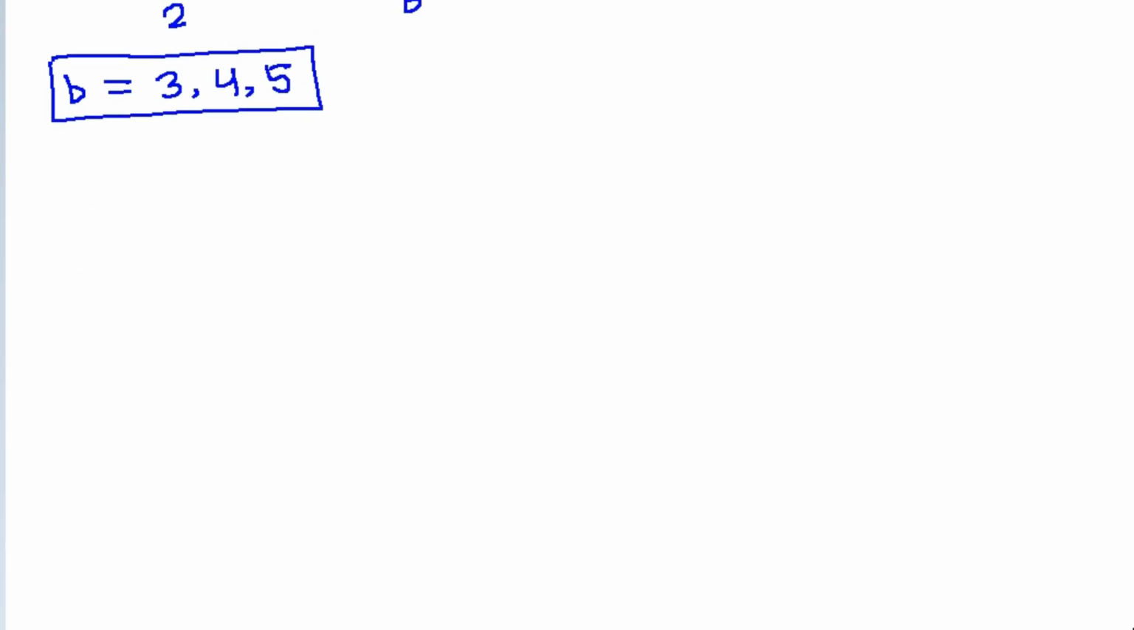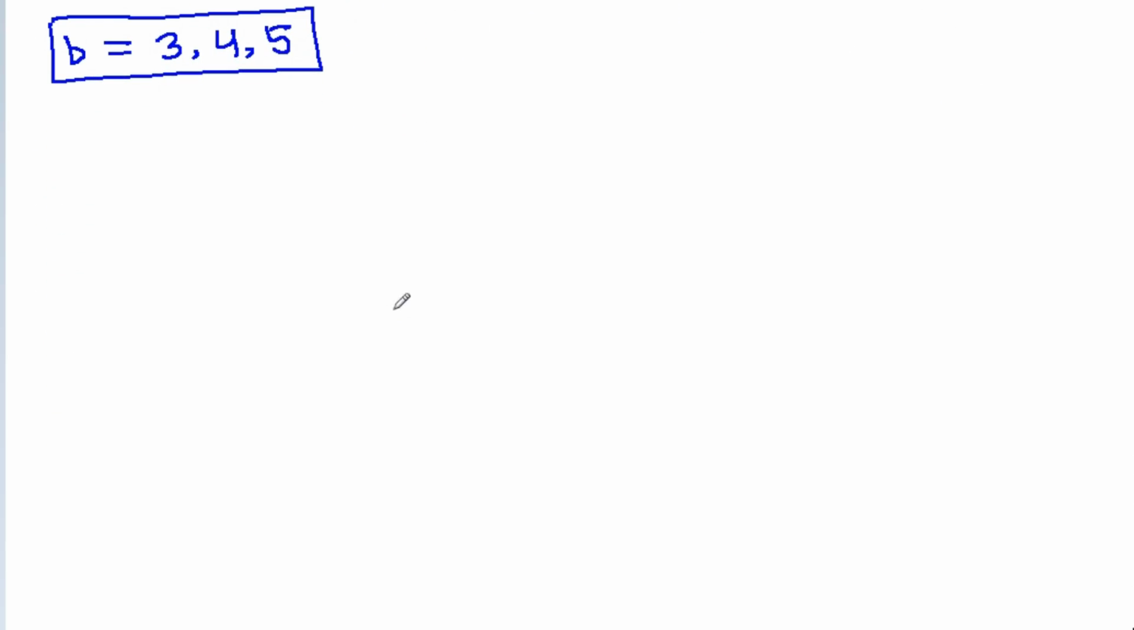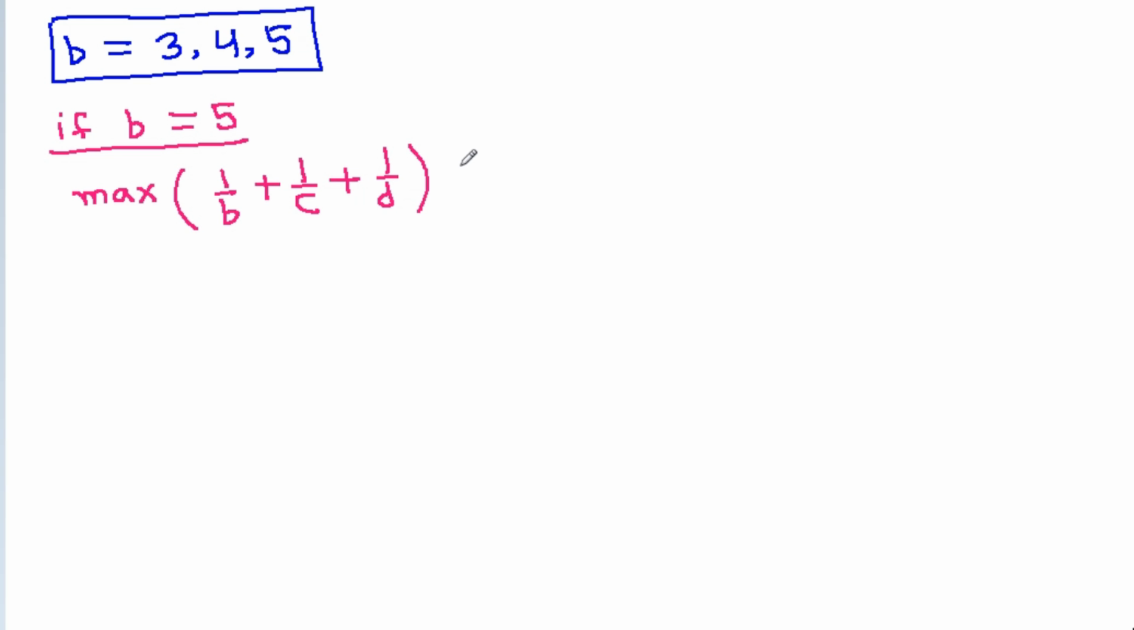And if b is equal to 5, then the maximum value of 1 by b plus 1 by c plus 1 by d will be equal to 1 by b, which is 5, and b is less than c less than d, and they are natural numbers.